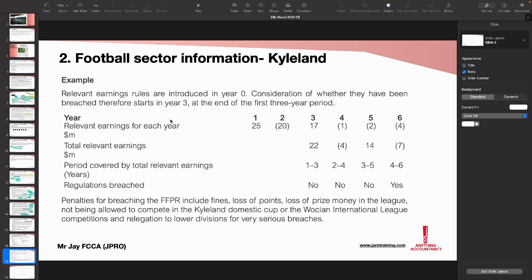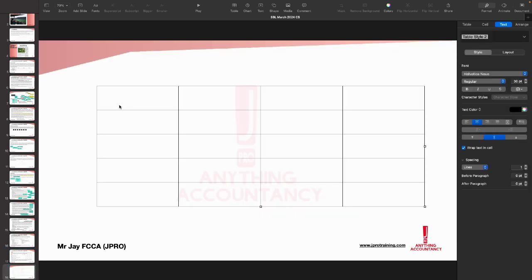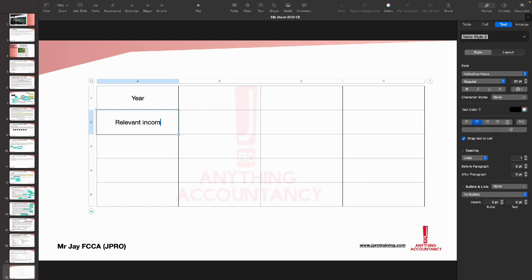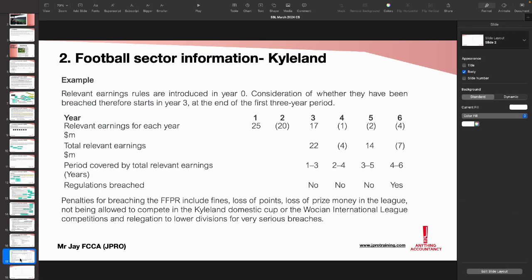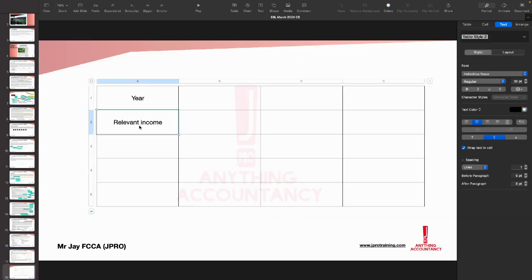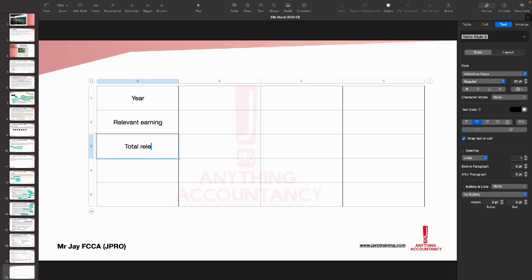Let me just show you this. You got year and income. So I'll put year here. And I'm going to put the relevant income. Total relevant earnings. Okay, we'll have relevant earnings. Now remember, you have been told how to calculate the relevant earnings, and this is the total relevant earnings.